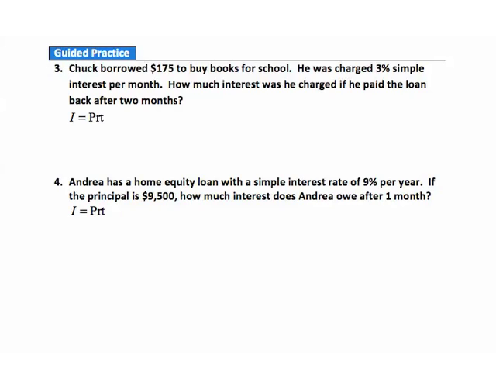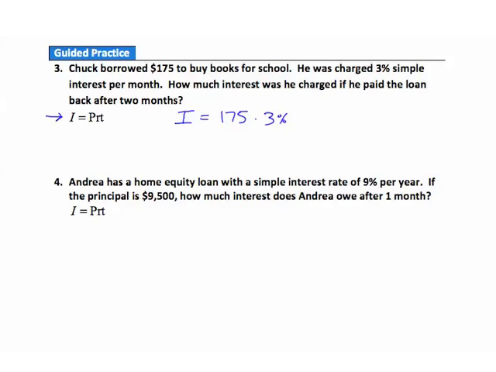Question 3. Chuck borrowed $175 to buy books for school. He was charged 3% simple interest per month. How much interest was he charged if he paid the loan back after 2 months? Well, we're starting with our simple interest formula here. Let's plug in the information. We don't know the interest. That's what we're looking for. So that's going to remain our variable. The principal, well, he borrowed $175. That is our principal. The rate that he was charged was 3% simple interest.